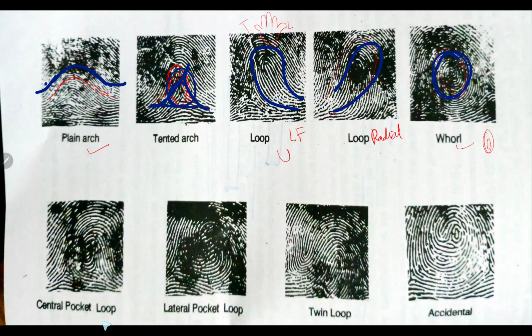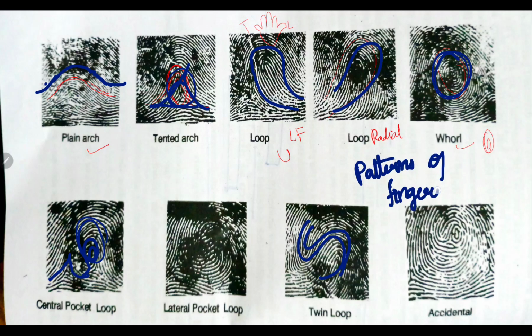There's a central pocket loop, lateral pocket loop, and the twin loop, as I said, is a kind of S shape, right? You can observe it here. And this is accidental, like we can't define it properly. So these are the different types of patterns of fingerprints. Based on this we separate individuals and classify the different types of fingerprints.